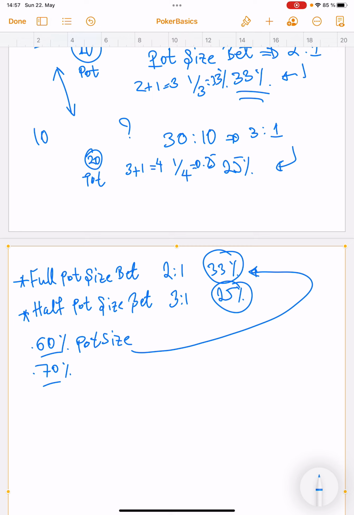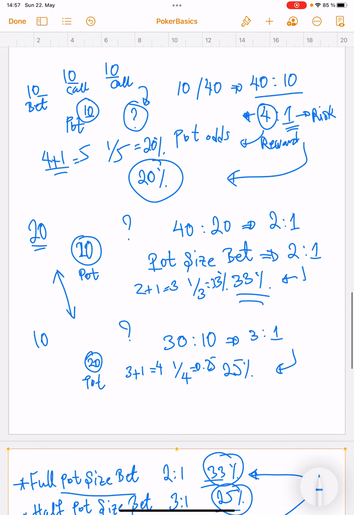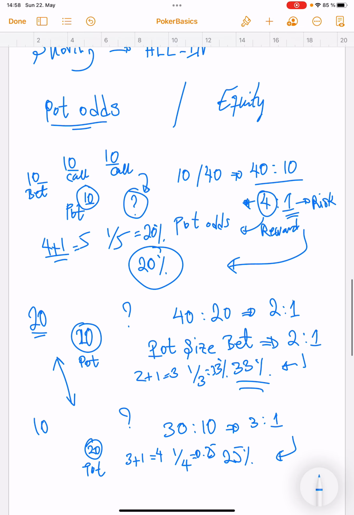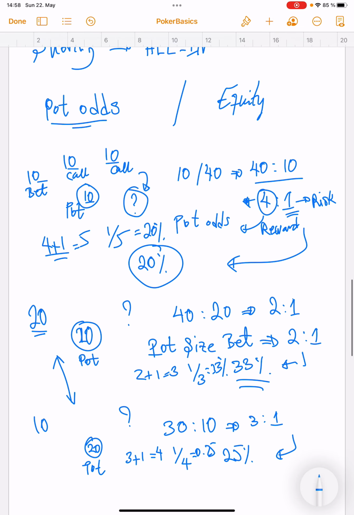So that's why I'm telling you that you don't need to have everything in your mind, or be able to calculate everything exactly over the table. You only need to have these two numbers in your mind: 25% for a half pot size bet and 33% pot odds for a full pot size bet. Right? So this is basically pot odds.